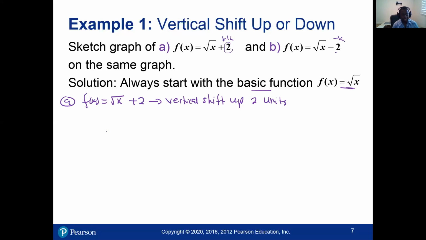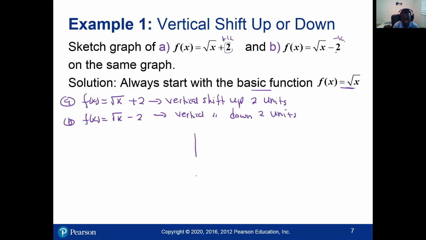Then for part B, f of x is equal to the square root of x minus 2. What happens? This is also a vertical shift, down 2 units. So we're going to draw both of them so that we see how we move them. That's how we shift the graph.